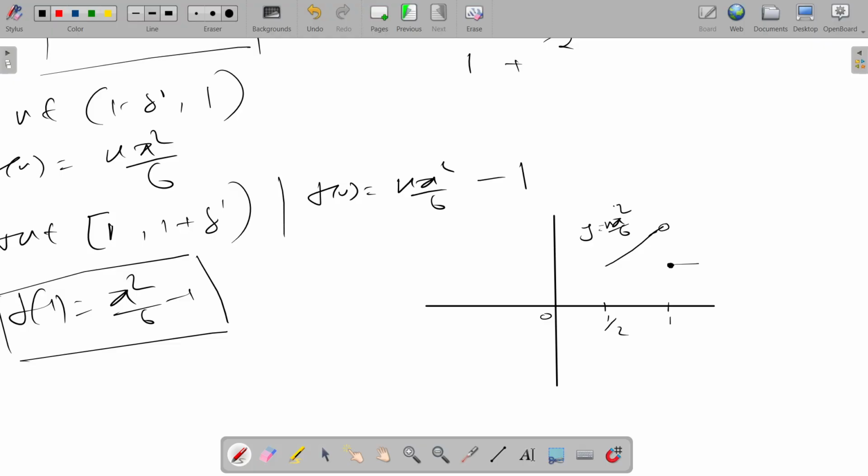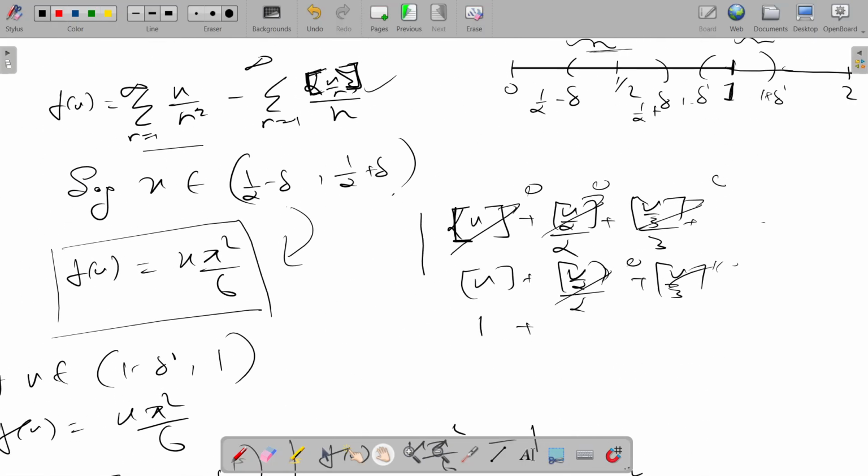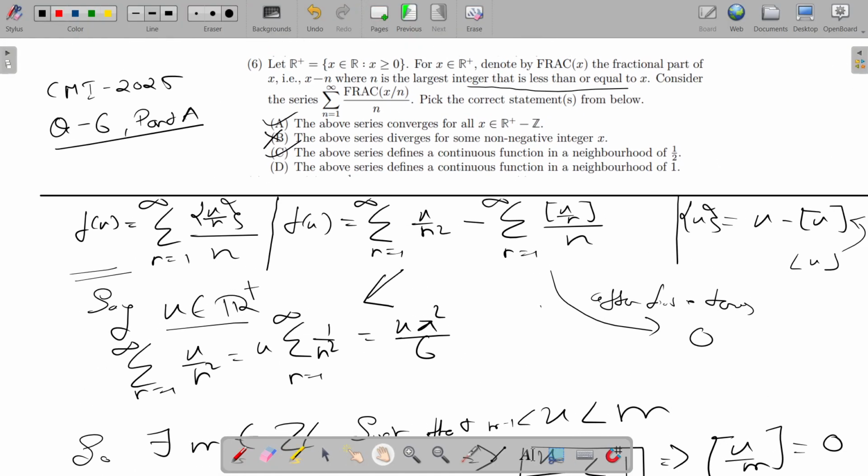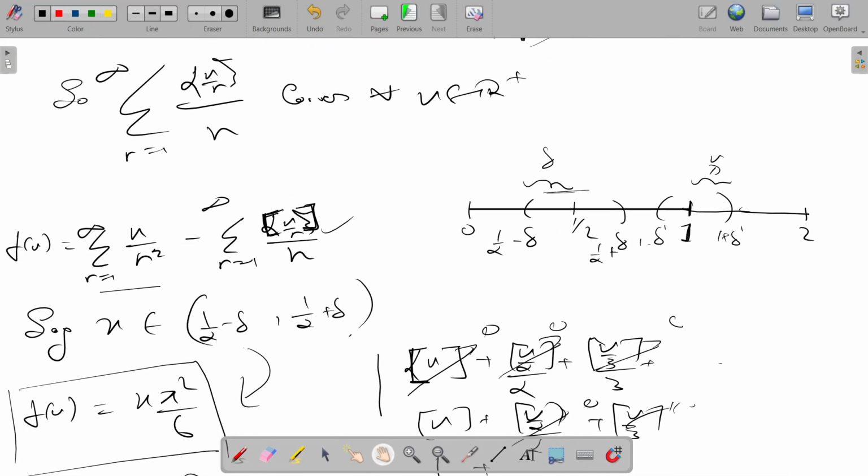So for any neighborhood we take, 1 is discontinuous, so there exists no such neighborhood in which the whole function is continuous. So the statement that the above series defines a continuous function in a neighborhood of 1 is false, because it will not be continuous at 1. So option A and C are true. This is a very beautiful question.